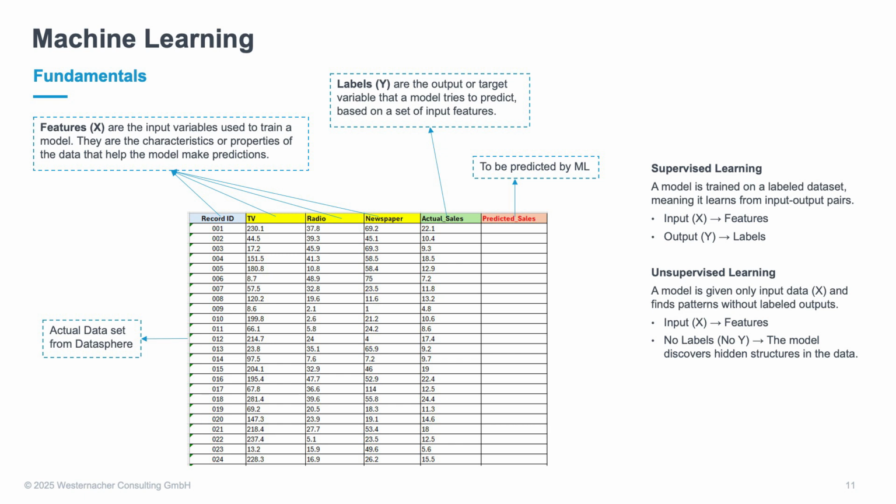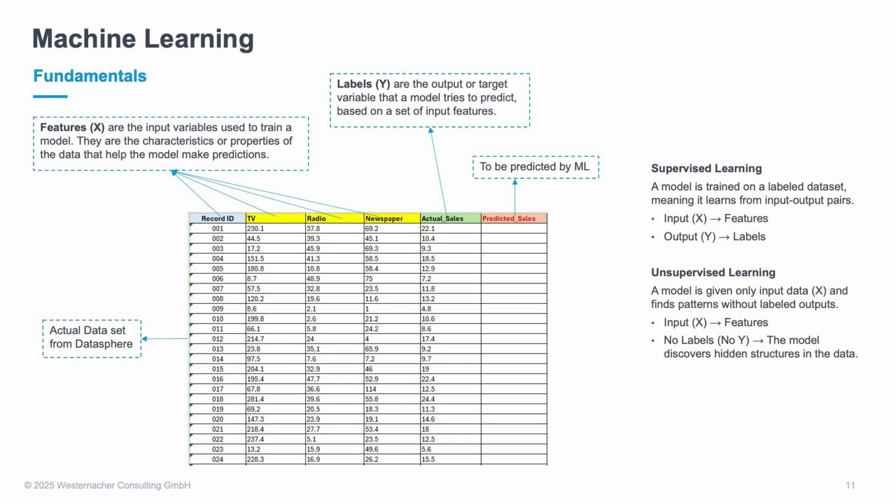So we have our actual sales, we have our TV, radio, newspaper as our features. We will implement a machine learning model to learn from this data, and then we'll provide it a new set of data with only record ID, TV, radio, newspaper, and we'll ask it to predict the sales. But some more fundamentals.